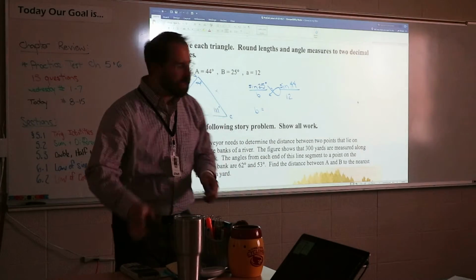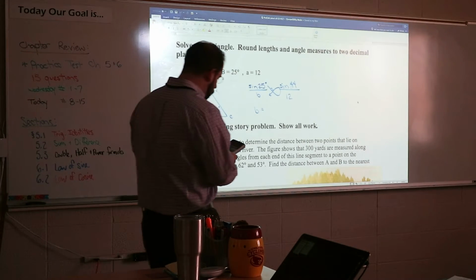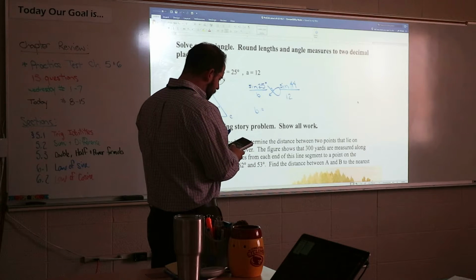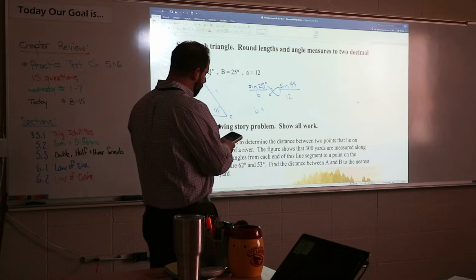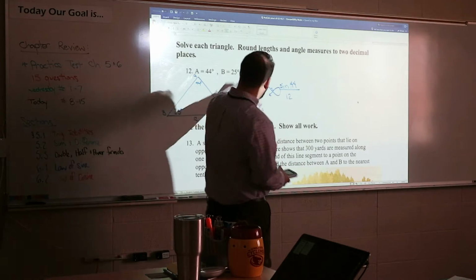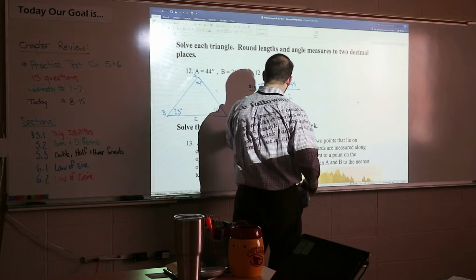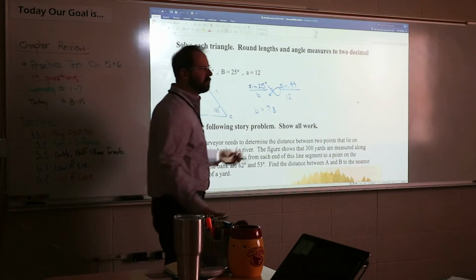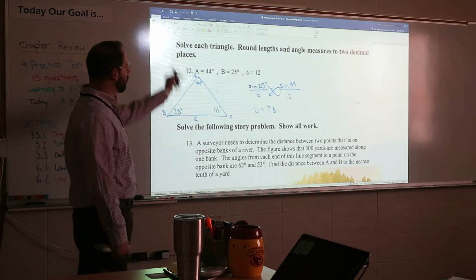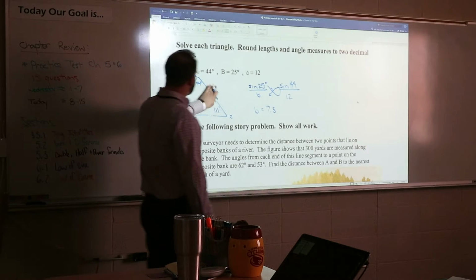Now, if I actually take sine of 25 times 12, and I close the parentheses, and then I divide that by the sine of 44, because I'm actually cross multiplying and dividing, I get 7.3. Good, that's enough. Again, there's a ton of decimals. Just go two decimal places, that's all it asks for. 7.3. That would be this wall right here.